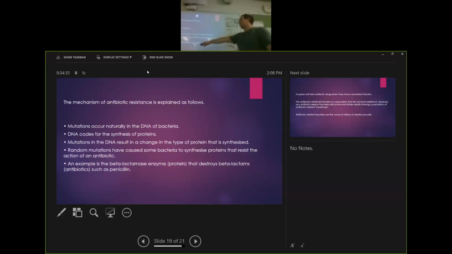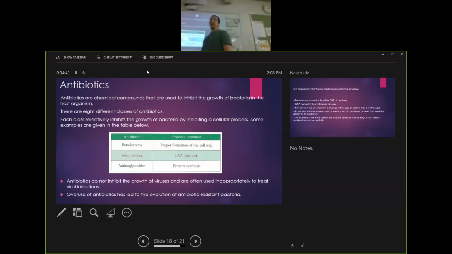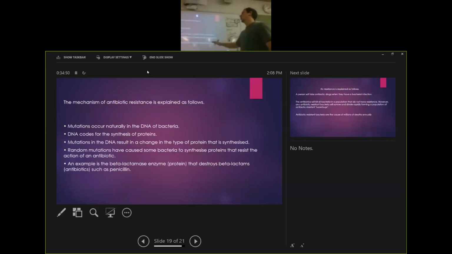So for example, in certain bacteria there is an enzyme which actually destroys this particular class of antibiotics, the beta lactams. It actually destroys that particular class. Penicillin is an example of a beta lactam antibiotic. So there are certain bacteria that produce an enzyme or a protein which stops that from working.